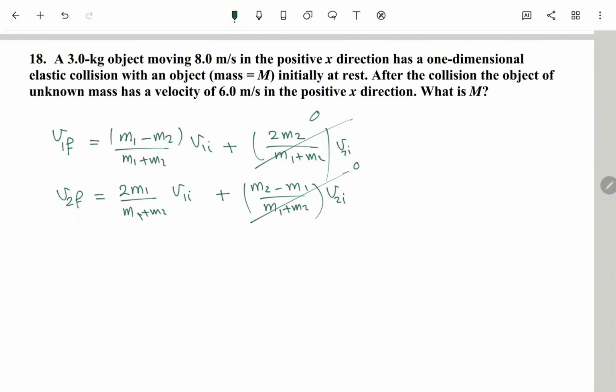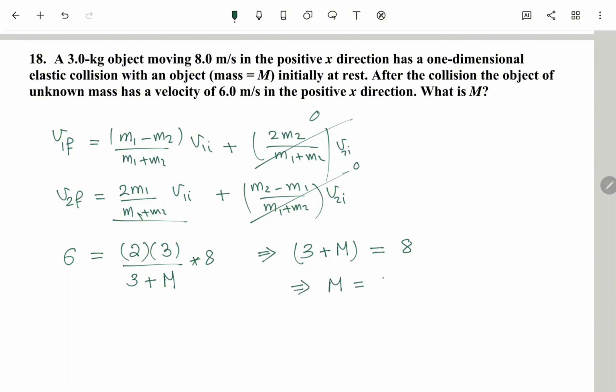Now again, 6 equals 2 times 3, I'll use this part here, divided by m1, which is 3 plus capital M, that's what we're looking for, times the initial velocity, 8. From this, 3 plus M equals 8, or M equals 5 kilograms.